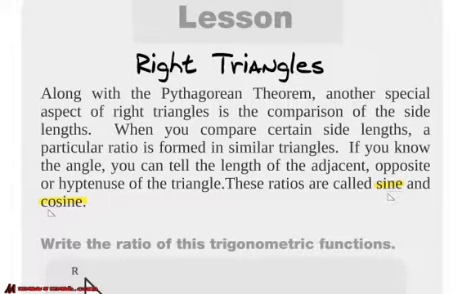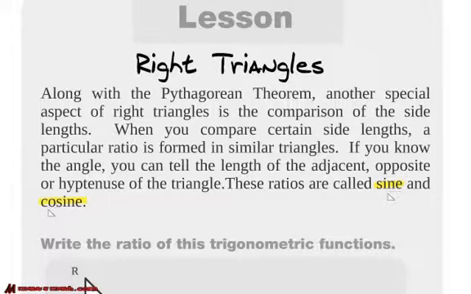Well, we've used the Pythagorean theorem in the past, but another special way to work with right triangles is comparing the side lengths. When we compare them, you will notice over and over again that particular ratios are formed. And that's what mathematicians throughout the past have looked at. This is a branch of math called trigonometry.